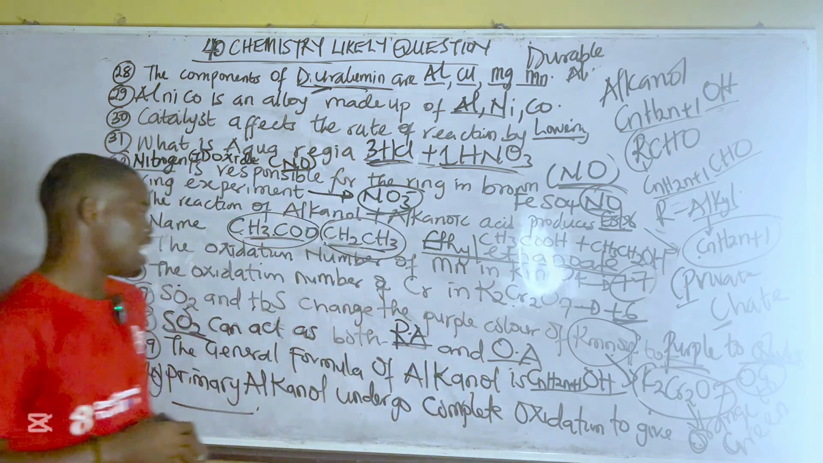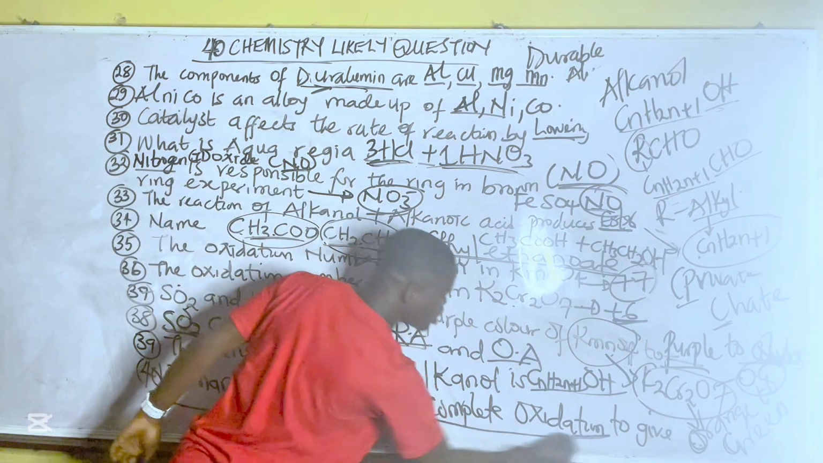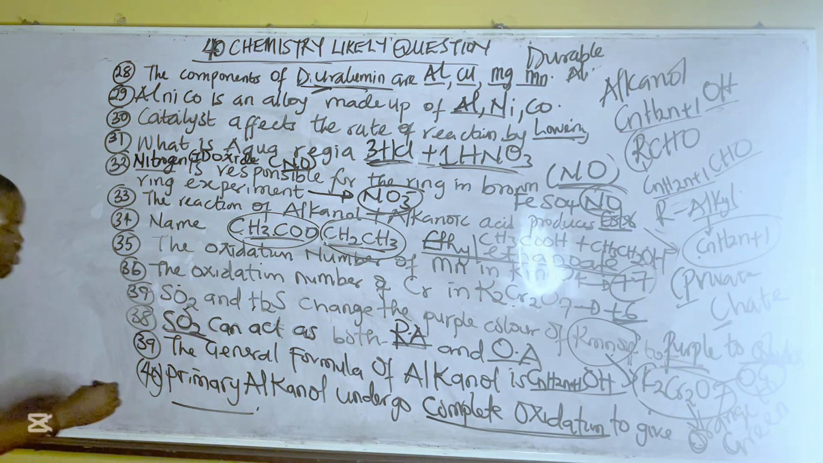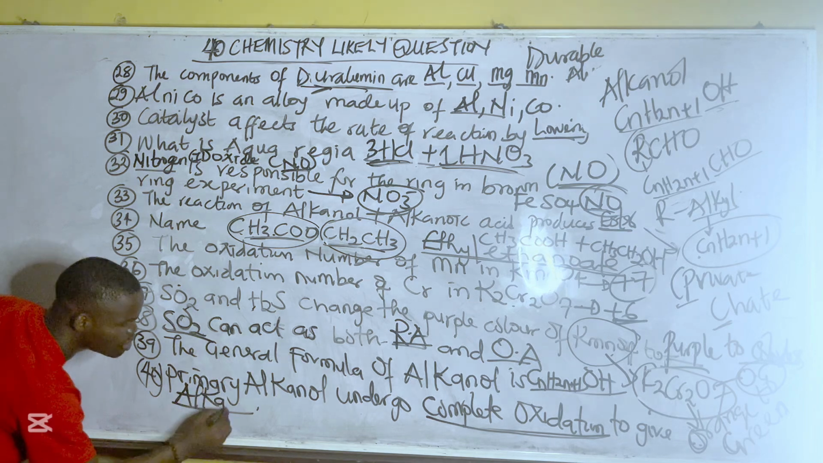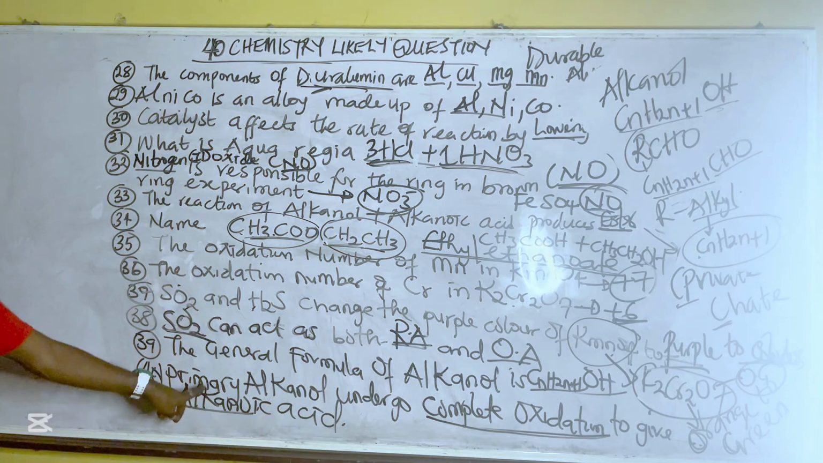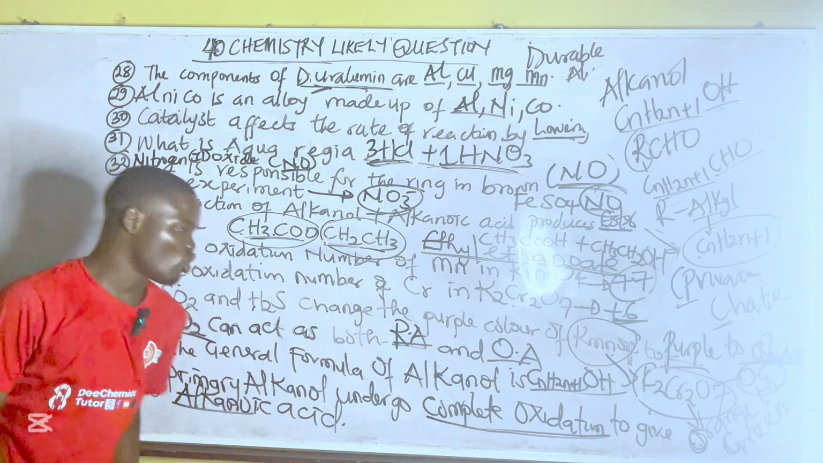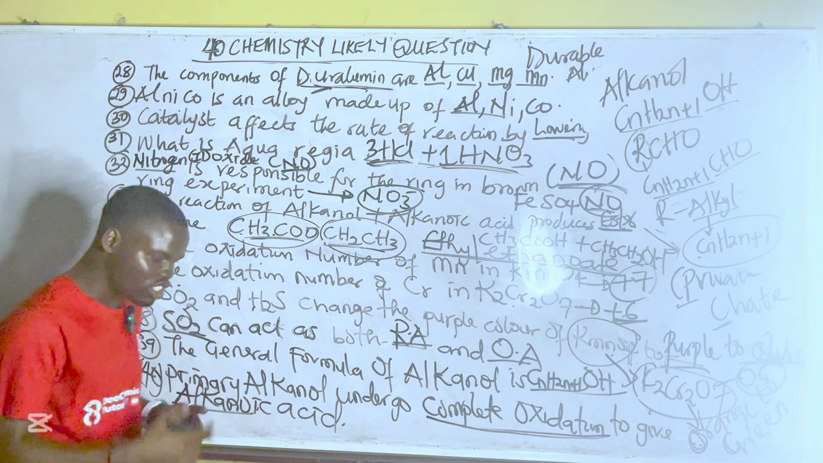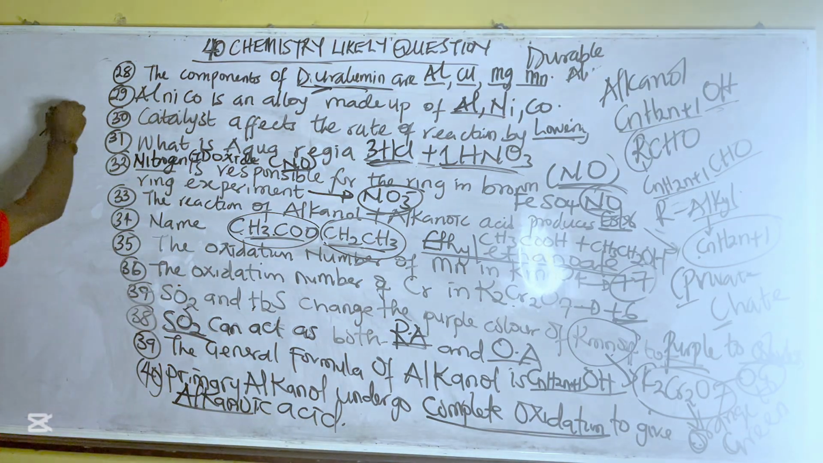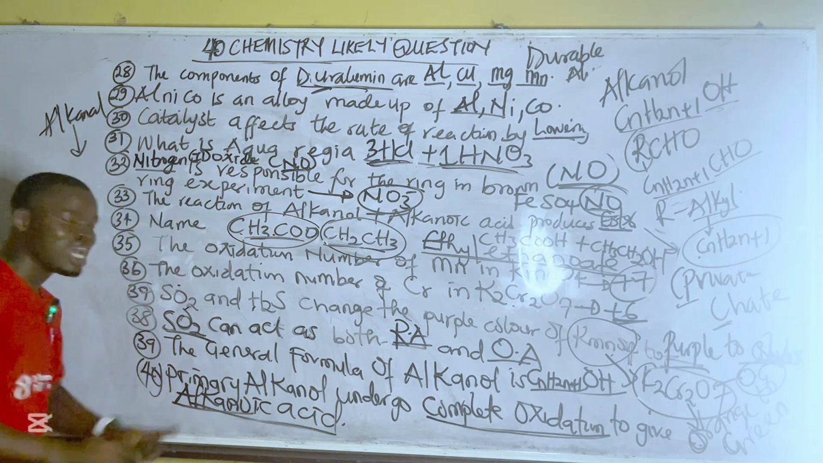The last question: primary alkanol undergoes complete oxidation to give dash. You must never forget this. If it is complete, it will give alkanoic acid. If it is primary and it is partial oxidation, it will give alkanal. So there are two stages. If it is partial, it will give alkanal. Then if it is complete, it will first give alkanal, then it will give alkanoic acid. That's primary alkanol.